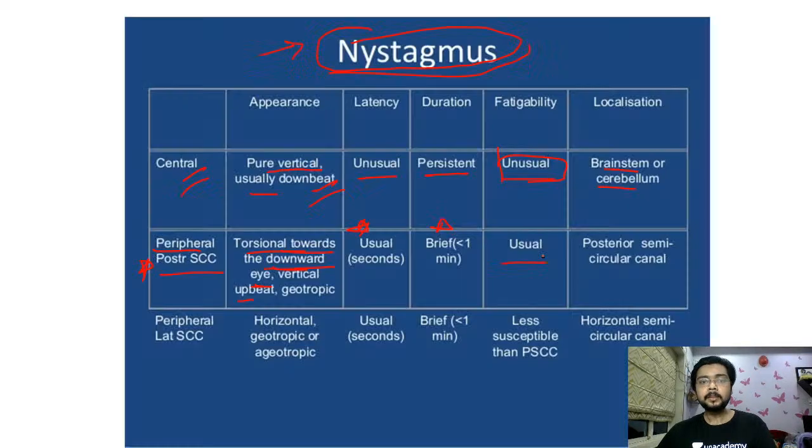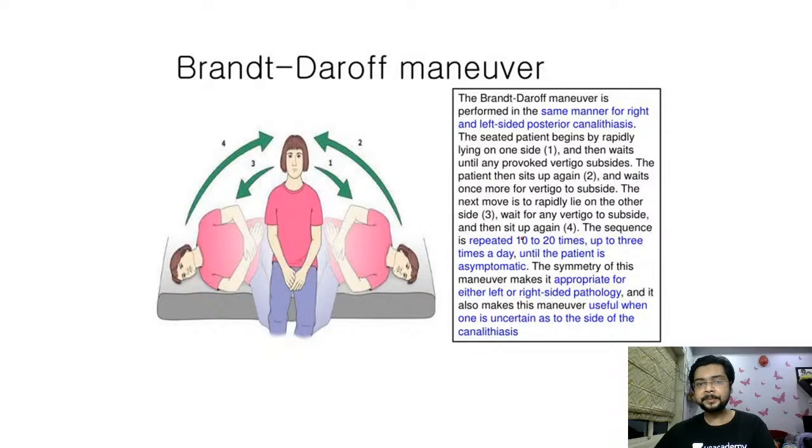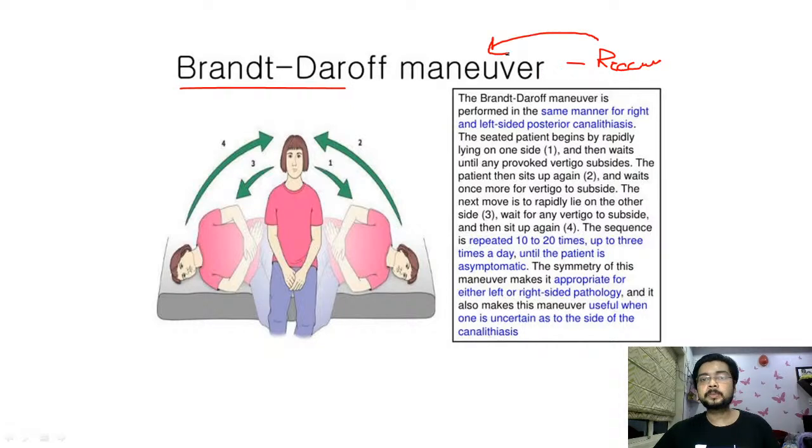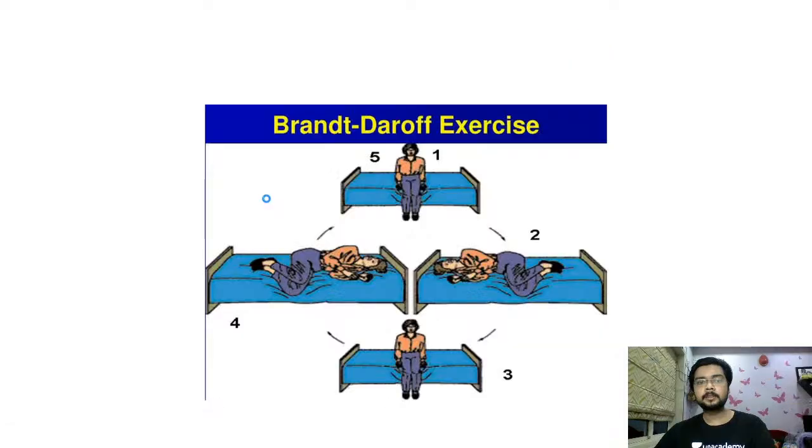Right? Now the other option was the Brandt-Daroff maneuver. So this is a simple Brandt-Daroff maneuver. What is it? It is also done for BPPV as a home exercise. So you prescribe it when the patient is presenting with recurrent vertigo, recurrent BPPV. So this is just a home exercise or home maneuver for treating BPPV. Here you ask the patient to lie once on this side, then straight, and then on the other. So this is also a Brandt-Daroff exercise picture you should remember for your future examination.